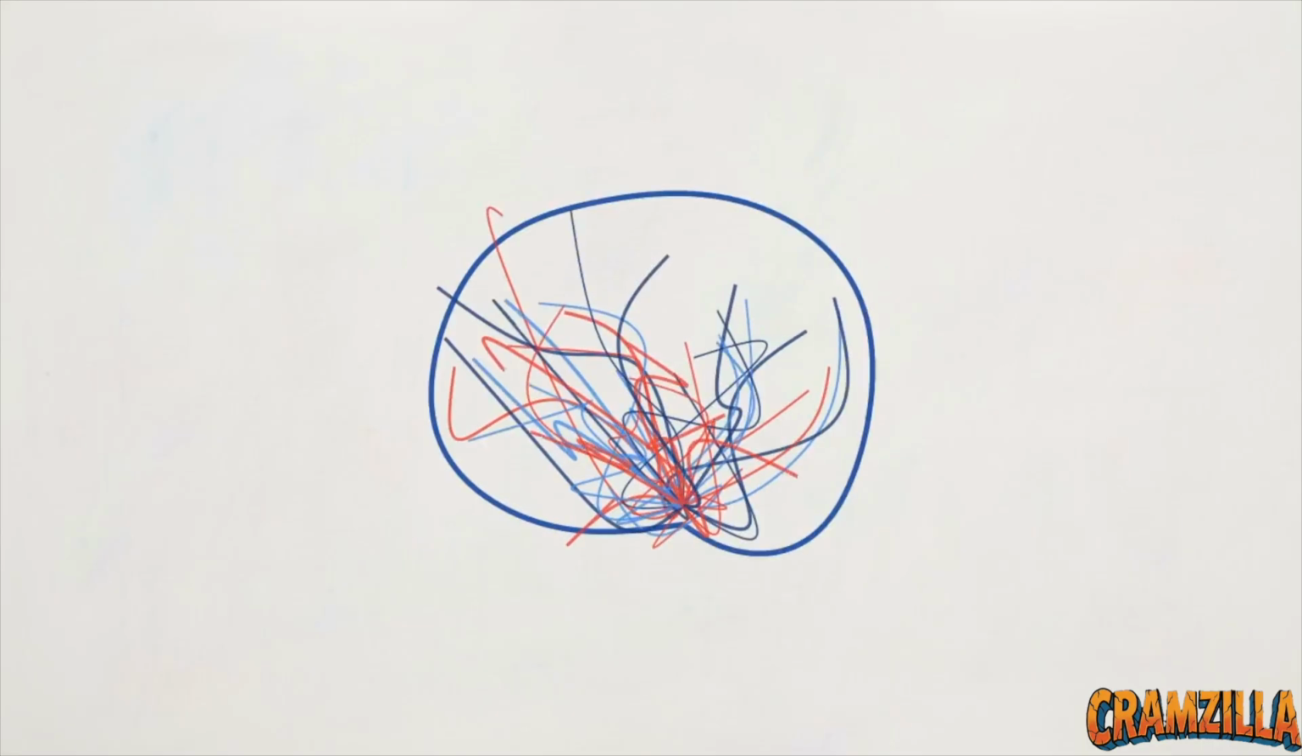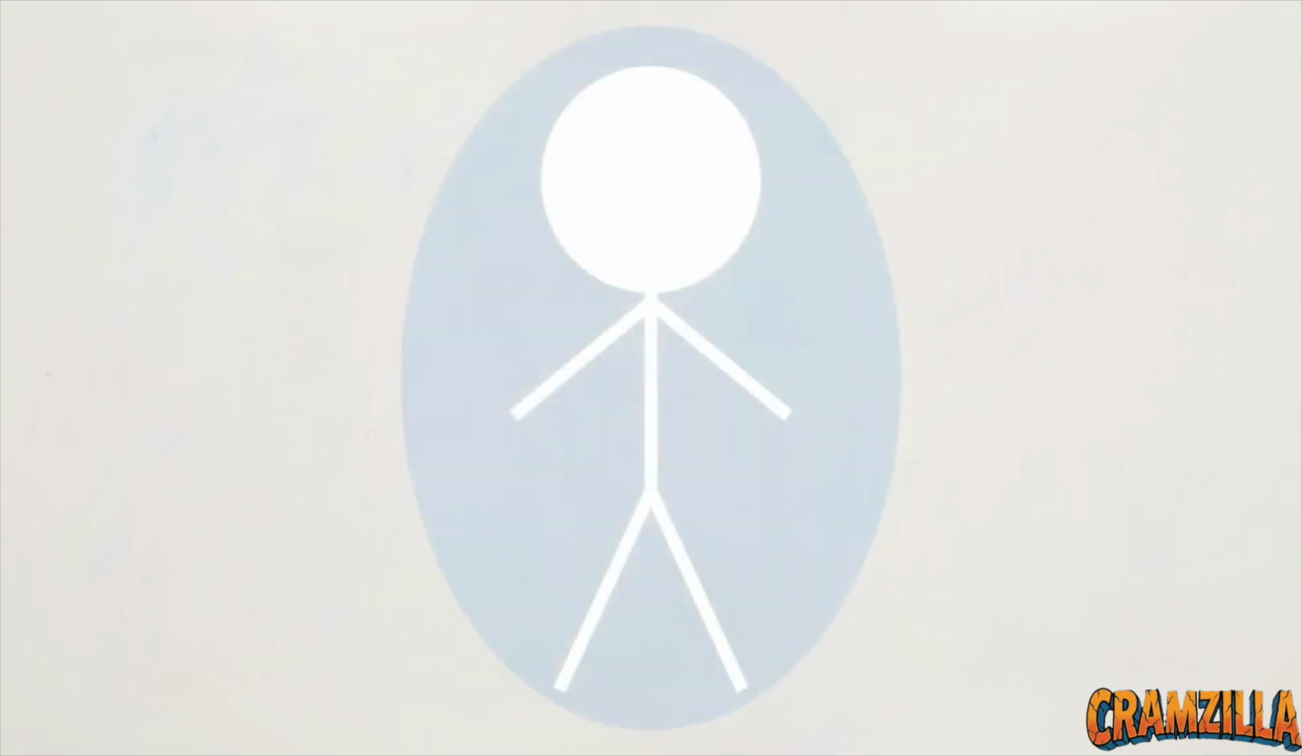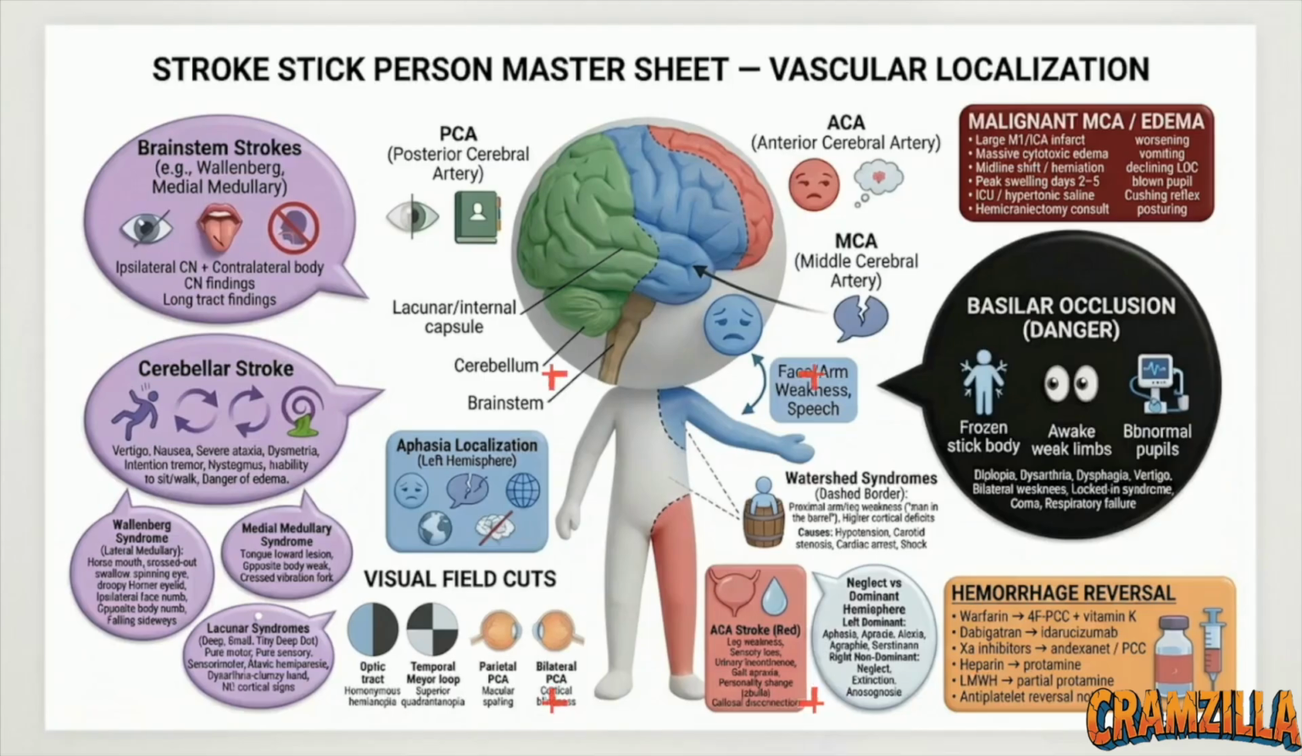The clinical environment requires a heuristic, a reliable mental model that is instantly accessible when the stakes are highest. This is the stroke stick person. It bypasses the topographical complexity of traditional imaging by replacing the nervous system with a single, highly structured drawing.